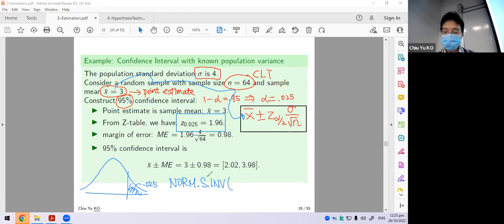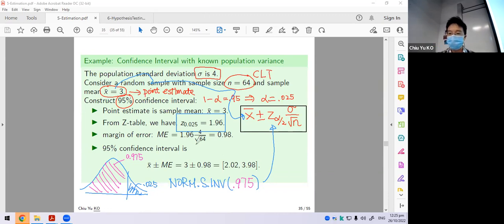But remember, this only gives you the left-hand side, so you need this one, 0.975. You put 0.975 in Excel, and this will be the answer, which gives you 1.96. I'll do it after I finish this. I'll do Excel. So you can put this number here, and the rest is there. You just put in the numbers.